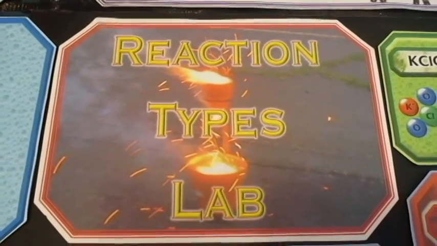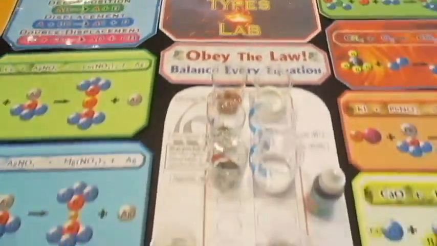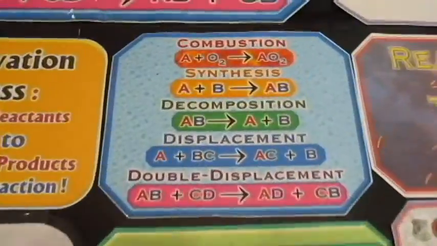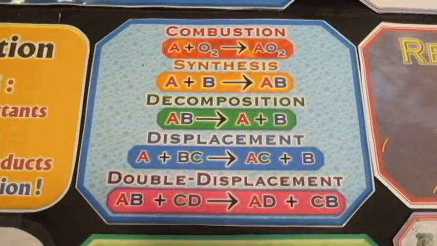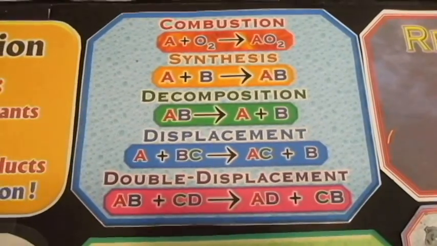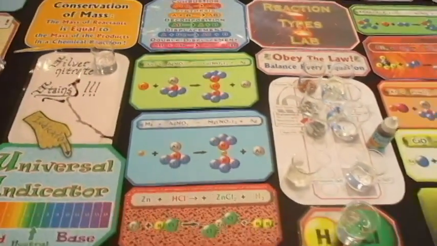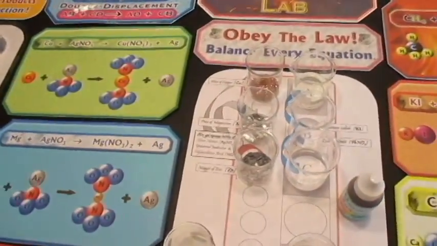The reaction types lab will determine what type of reaction a whole bunch of different experiments are. Remember, there's 5 basic reaction types: combustion, synthesis, decomposition, displacement, and double displacement. Now we're seeing a whole bunch in demos, so those are included here as well. And then these are the experiments that we are doing inside.